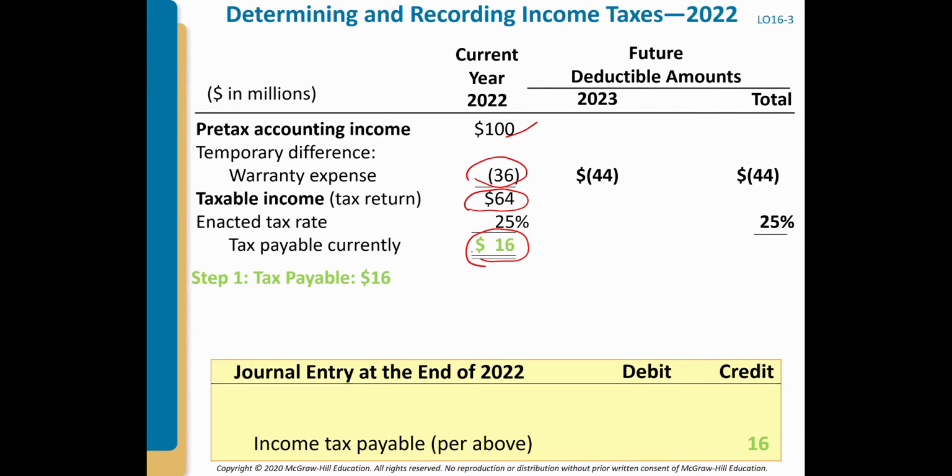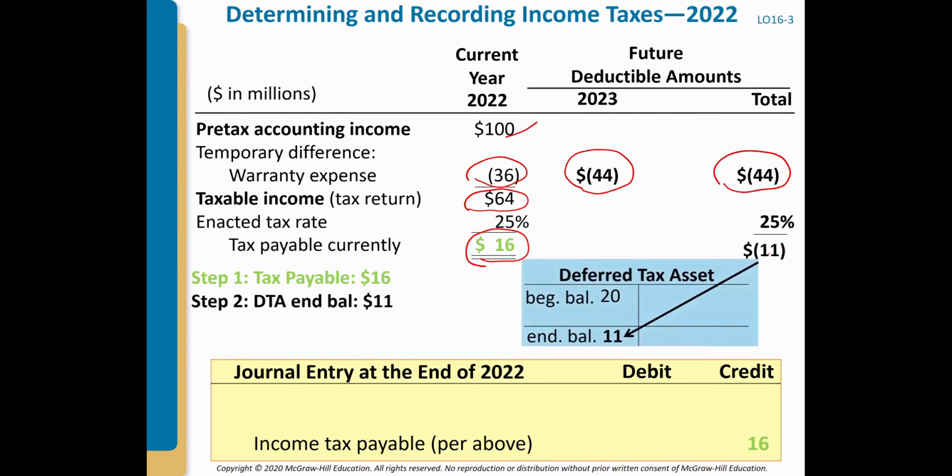Then how about the future deductible amount? Remember, the future deductible amount was 80. Now the total difference decreased by 36, so you still have 44. So 44 should be the future deductible amount that you're going to deduct in year 2023. Then total future deductible amount 44 times 25% gives you 11.